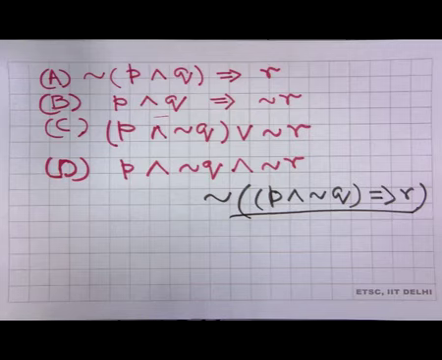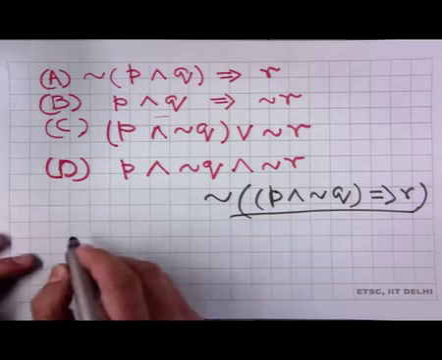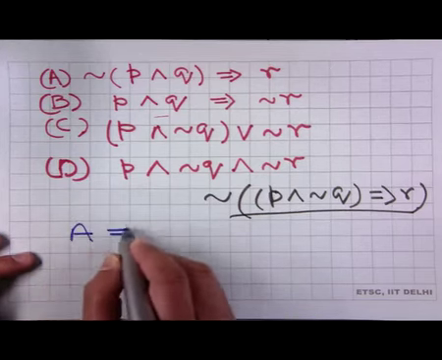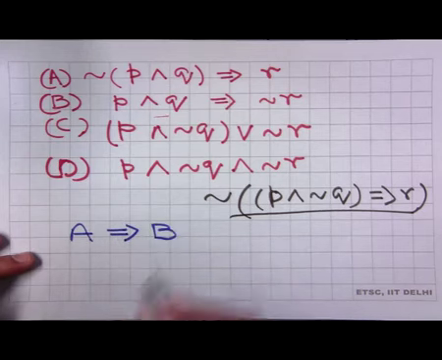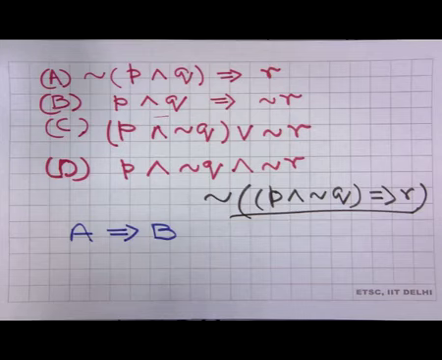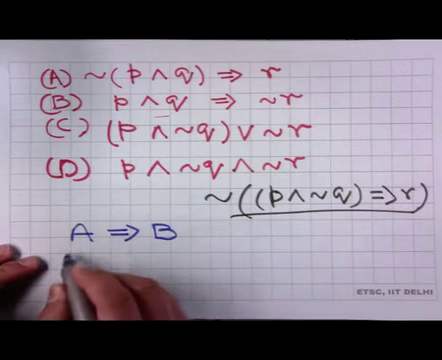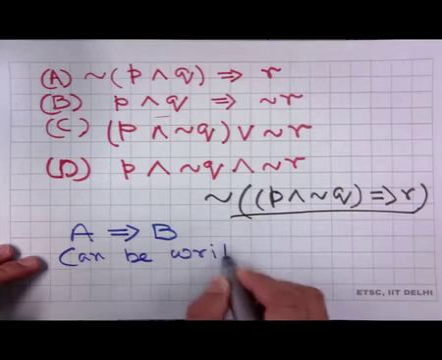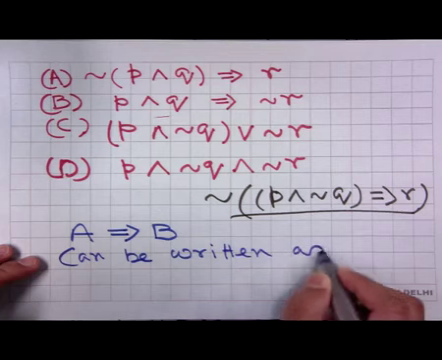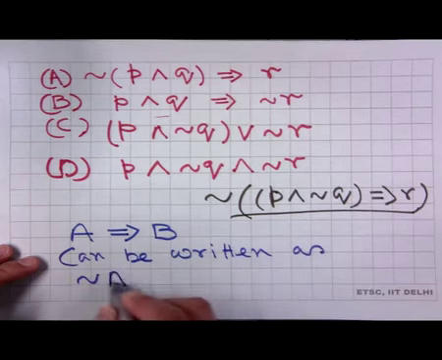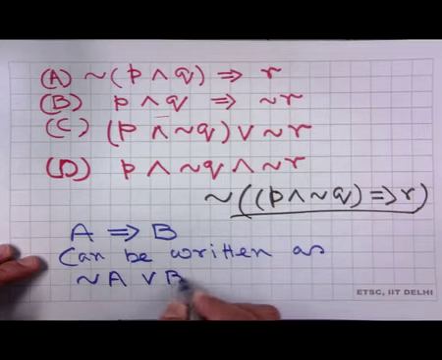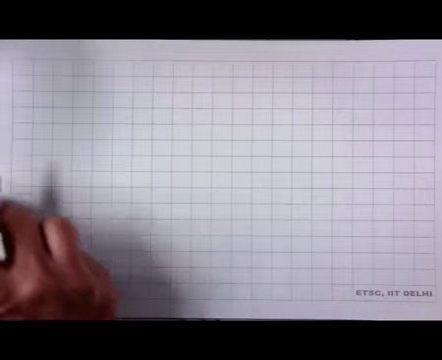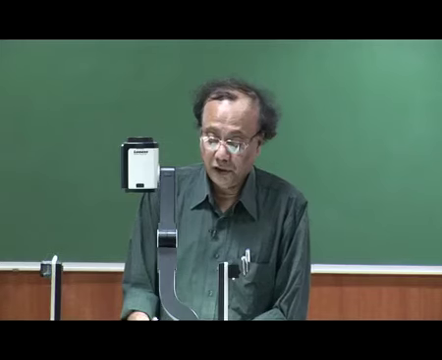So, we have to simplify this expression. We have seen in the last class the following: A implies B can be written as not A or B. If you are not convinced, let me show it using the truth table.